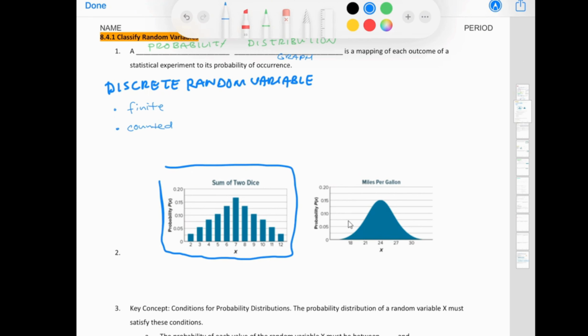Okay, so another thing is how it's graphed. What do you notice? Are they touching or not touching? They're not touching. So the graph has space between them, because you can't have an in between. If you think about it, you couldn't roll a sum of 7.2. Okay. All right, let's try another one.